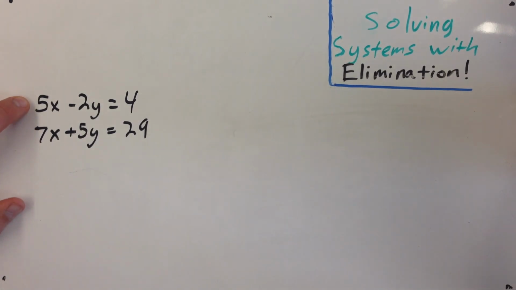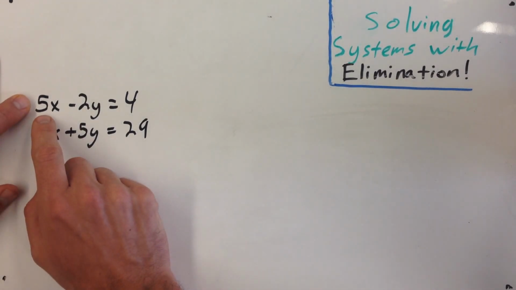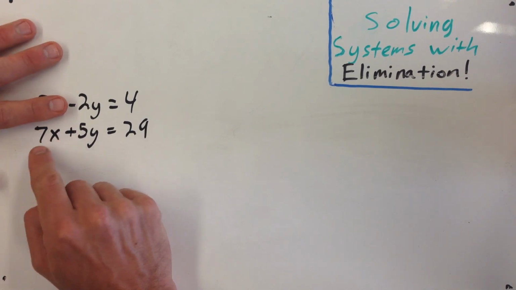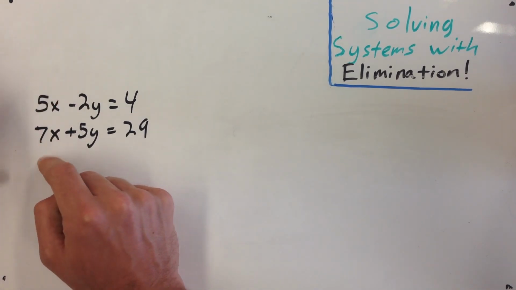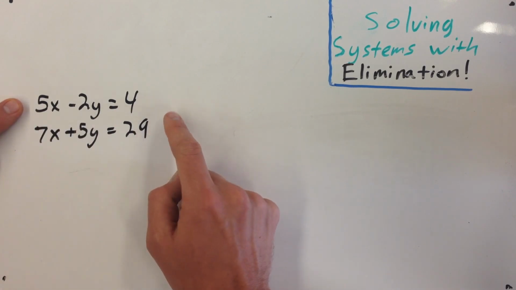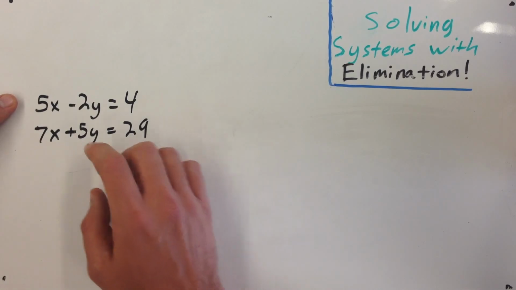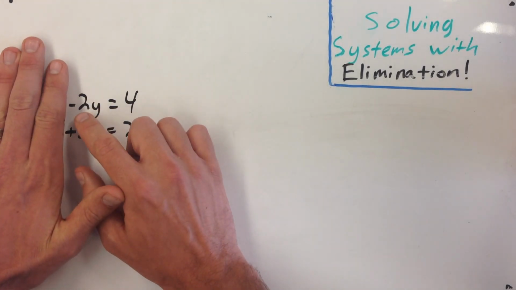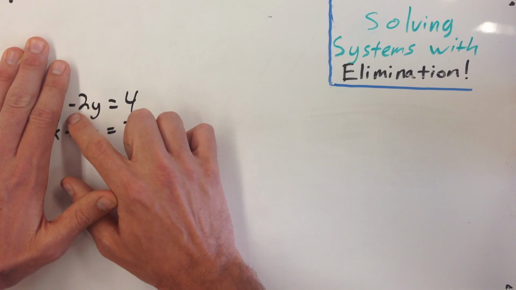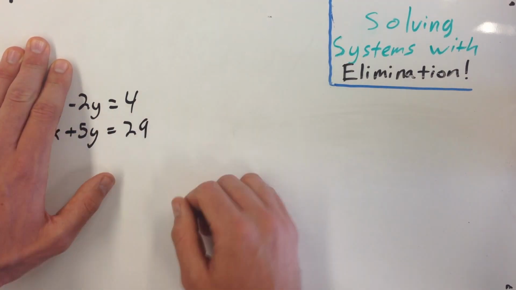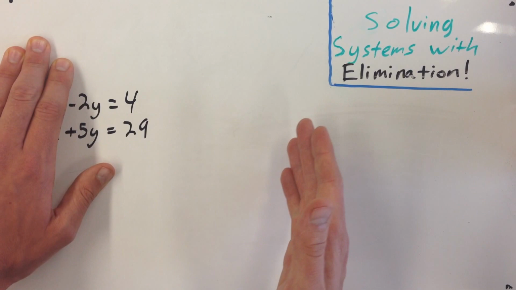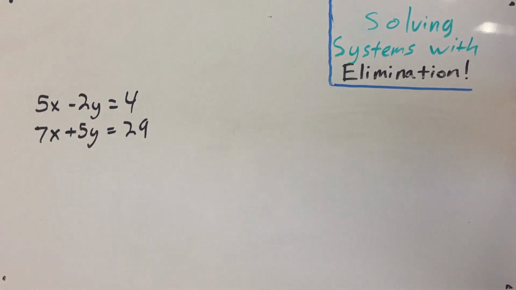There's nothing I can multiply 5 by to make this a -7, right? This 5x would have to be a -7x to cancel out here. I could multiply by -7/5, but that's going to give me fractions throughout the rest of the problem, and that's just going to make my life more complicated, which is the exact opposite of what I'm trying to do. Same thing with the y's. What can I multiply 2 by to make it a -5? I'd have to multiply by 5/2, and once again my life's going to be more complicated. So I'm going to multiply both equations.